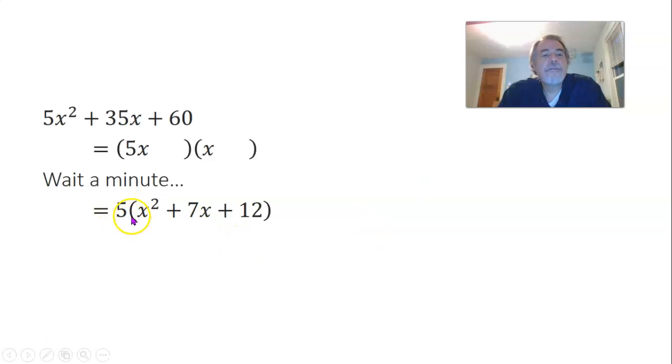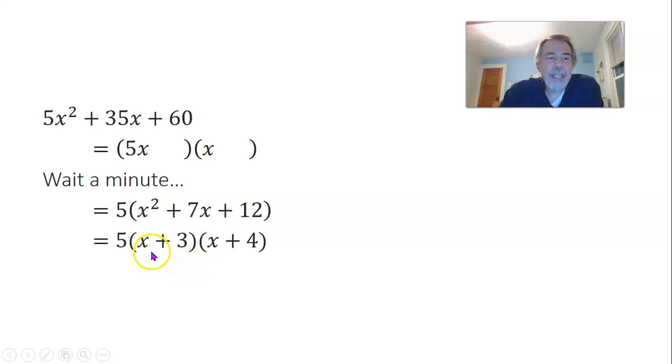So here we go. 5 times x squared plus 7x plus 12. Now, can we do anything with that x squared plus 7x plus 12? Well, turns out we can. We can break it up into x plus 3 times x plus 4. And yay, we're done with the factoring.